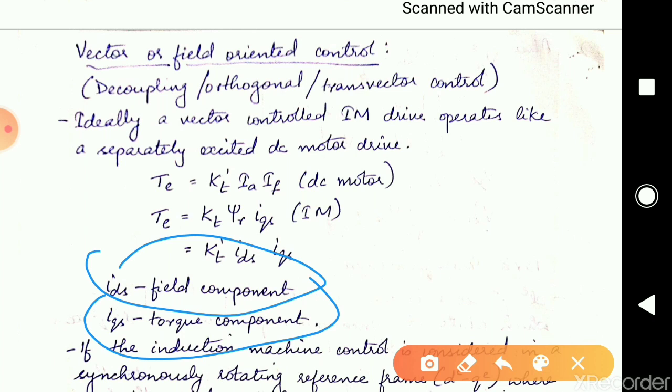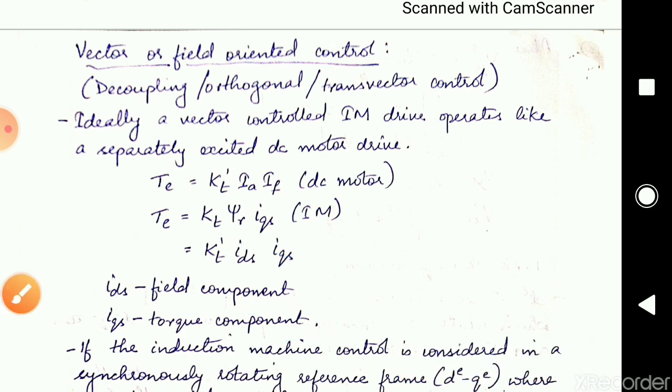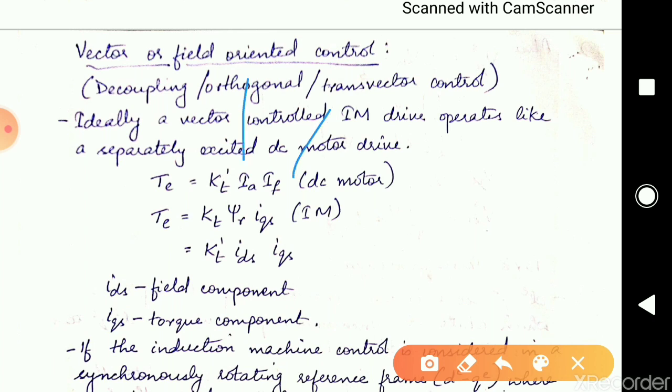Now, if you want the induction machine to act as a DC motor, what is the specialty of a separately excited DC motor? In a separately excited DC motor, IA and IF are independent. That is, if you are varying the armature current, the field current will not vary. And if you vary the field current, the armature current will not vary because the two circuits are separate. Therefore, the currents are independent of each other.